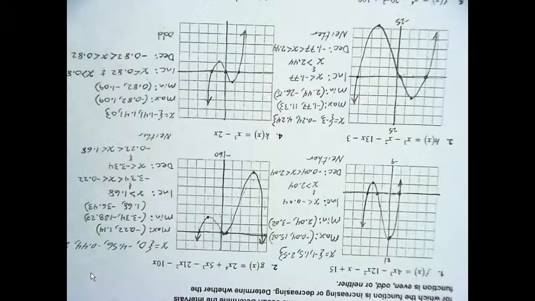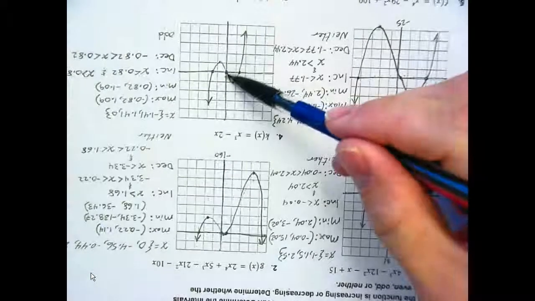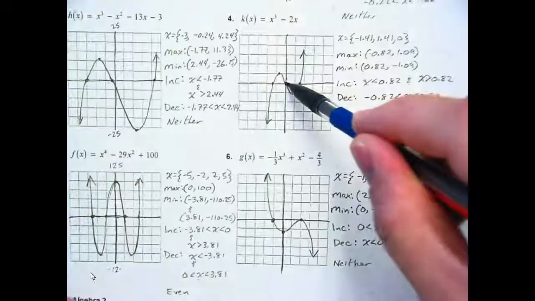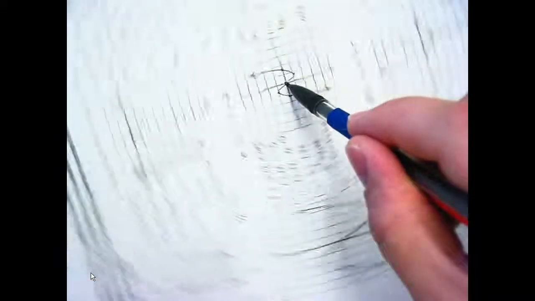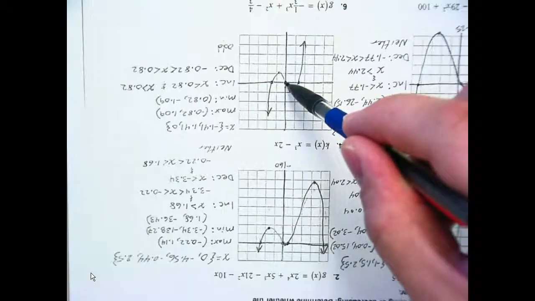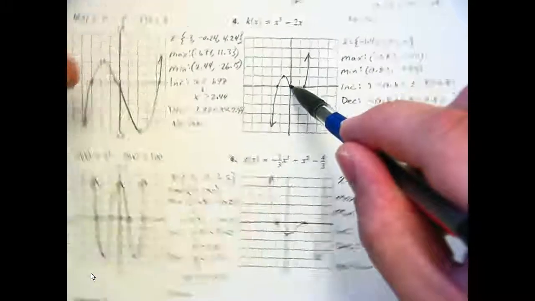Not congruent sides. Hold on, let me spin it about the origin. It is, what is that called? Rotational symmetry. You can rotate.